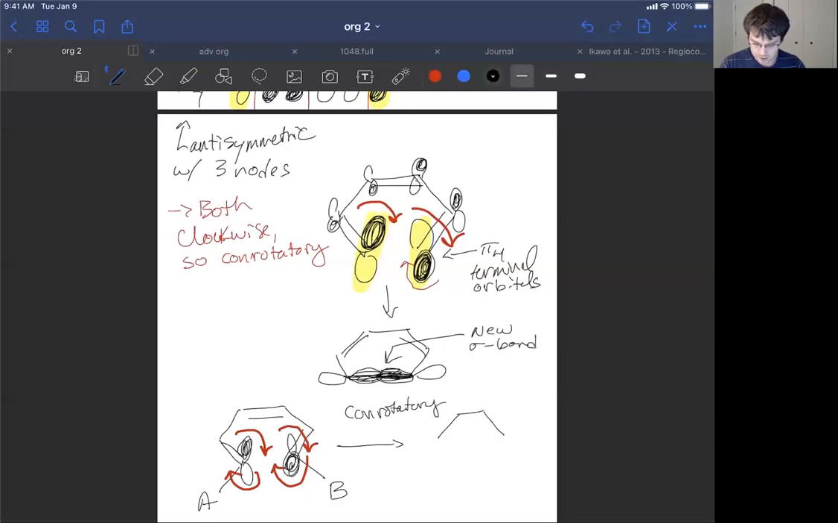And as a result, one is up and one is down. Our shaded lobes have in-phase overlap to show the formation of a new sigma bond. Recall, we could have the light lobes. We could actually go in the opposite direction, both clockwise. That would result in the enantiomer.